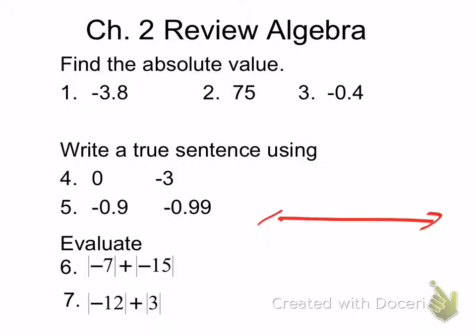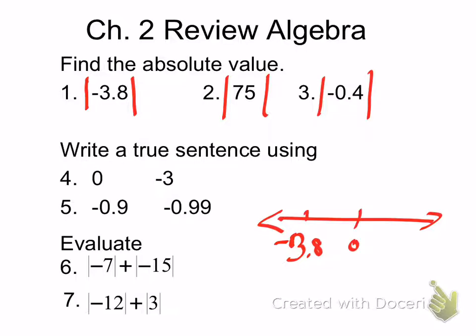Because absolute value, if this is 0 and this is negative 3 and 8/10, if I took a ruler, it's the measurement from 0 to negative 3 and 8/10. And there are no negative rulers. Is that clear? So absolute value is always positive. Generally, we use this symbol. That means absolute value. What is the distance from 0? Okay? Questions? All right, next part.